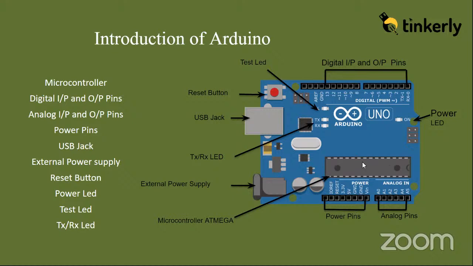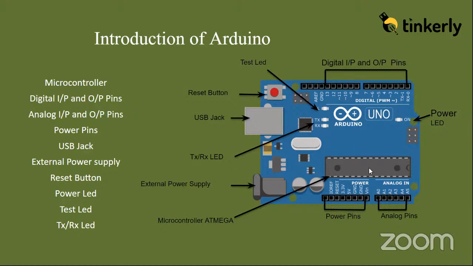Now another very important component is the microcontroller, that is the ATmega. This is a very, very important microcontroller, because of this our Arduino works properly. If this got fused, the Arduino won't be able to work. So this IC is very important in our Arduino.